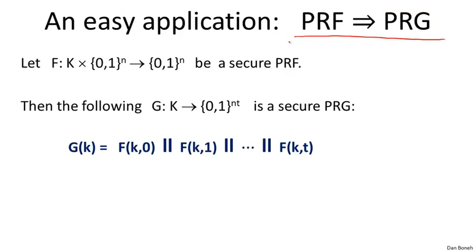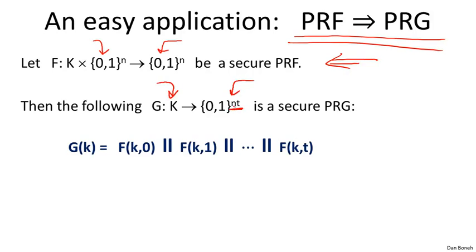Okay, so just to show you the power of PRFs, let's look at a very easy application. I want to show you that pseudo-random functions directly give us a very simple pseudo-random generator. Let's assume we have a pseudo-random function that goes from n bits to n bits, and let's define the following generator. Its seed space is going to be the key space for the PRF, and its output space is going to be t blocks of n bits each.